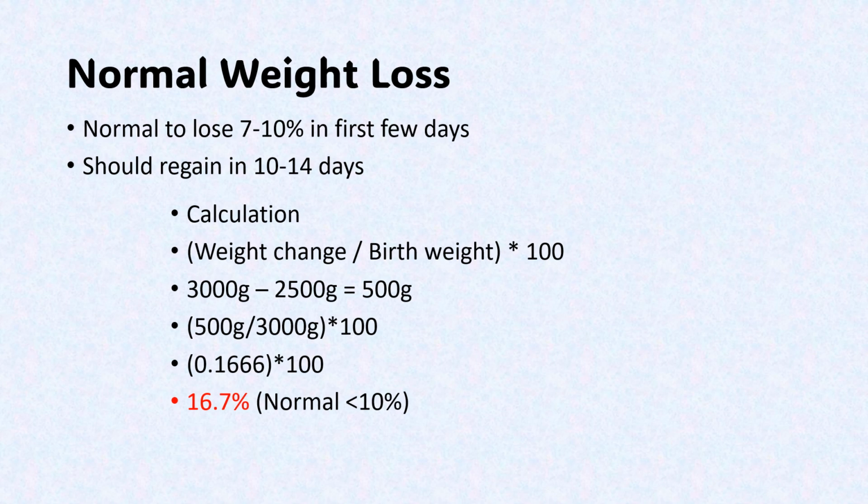3,000 grams at birth minus a current weight of 2,500 grams equals a weight change of 500 grams. Dividing this by the birth weight of 3,000 grams gives 0.166. Multiplying this by 100 to convert to a percent, you have 16.7%.